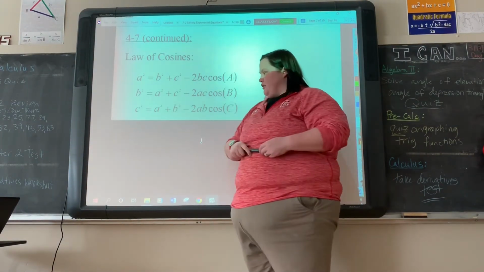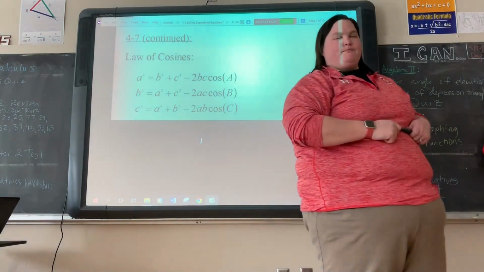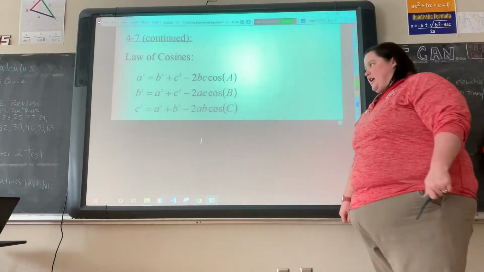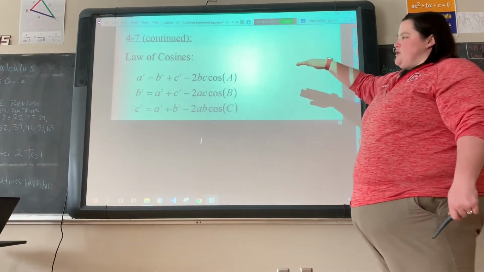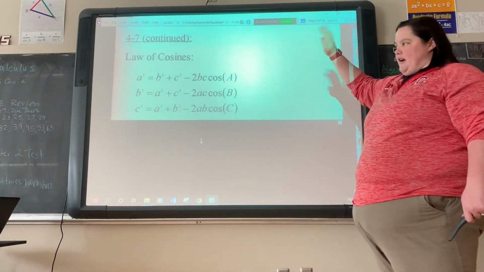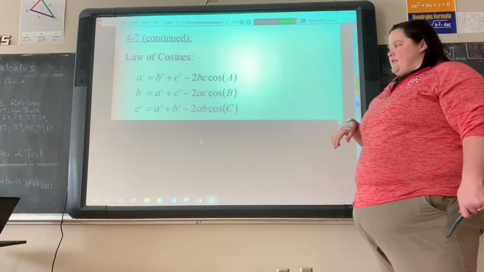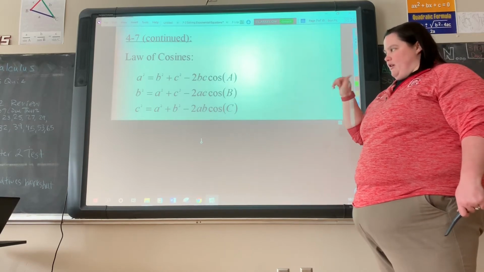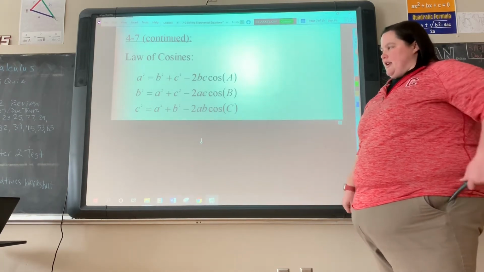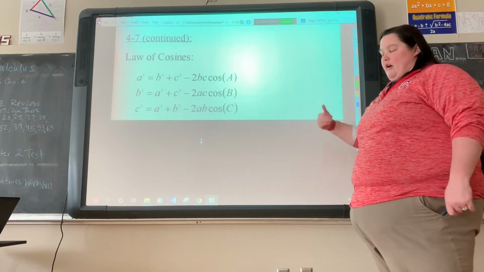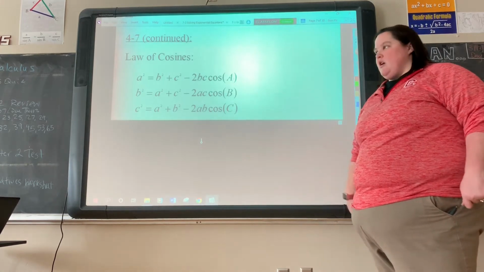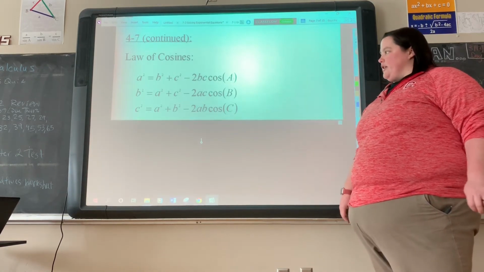So I'll go ahead and show you the third one. Again, we only use one at a time, depending on which angle and side we're looking for. So the first one's set up to find either side A or angle A. Second one's set up to solve for either side B or angle B. And the third one is set up to find side C or angle C. Okay. So I'll give you a little bit of time to look at those.